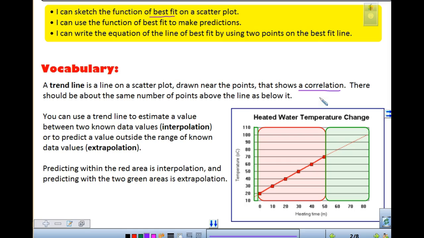Would you read it again, Lauren? Because people are missing this point when they do their homework. There should be about the same number of points above the line as below it.